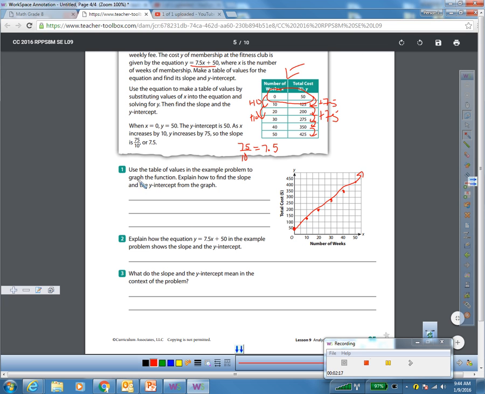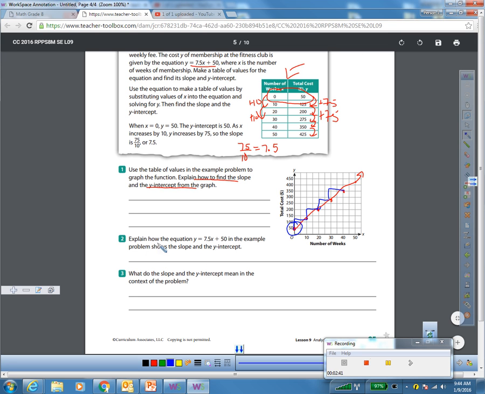Okay. And then it says explain how to find the slope and y-intercept from the graph. So I want you to explain that. I'm going to go ahead and point it out on my graph. So here's the y-intercept. When x is 0, that's your y-intercept. And the slope, we could count up 75 and over 10 each time. So I want you to explain what I just did here.